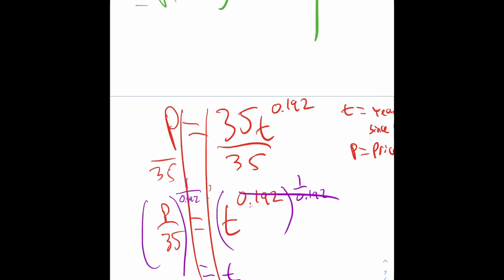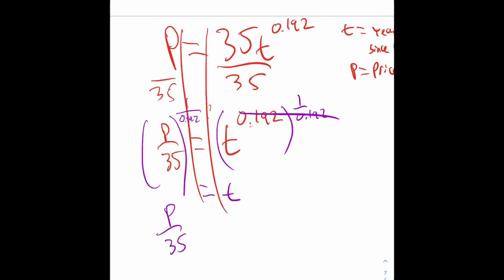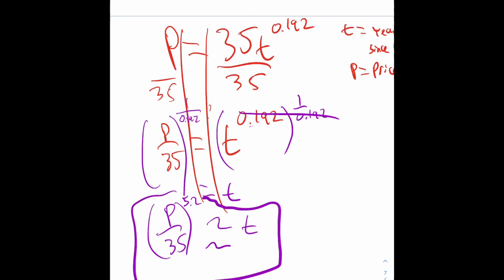And if you do 1 divided by 0.192 on your calculator, you end up getting about 5.2. So P over 35 to the 5.2 power. And again, that's a slight rounding approximation, but that's going to be my inverse. Remember, these squiggly lines right here mean approximate.